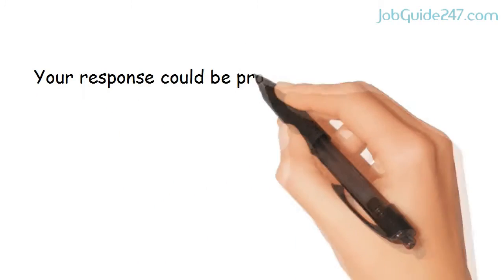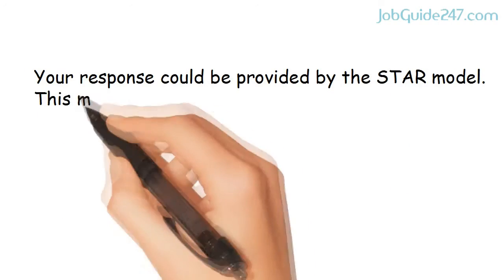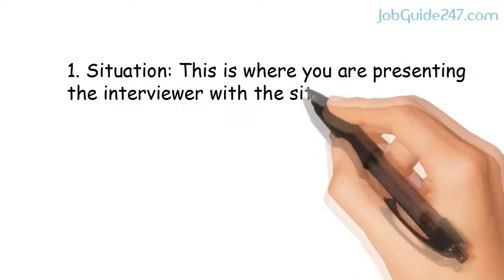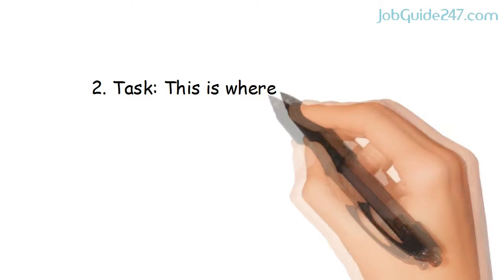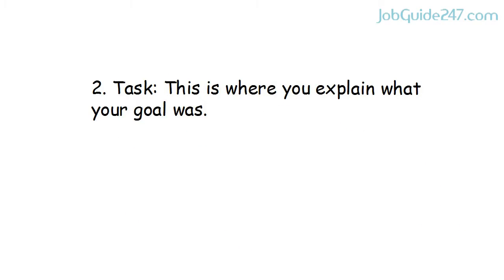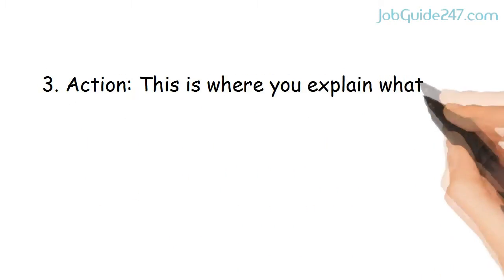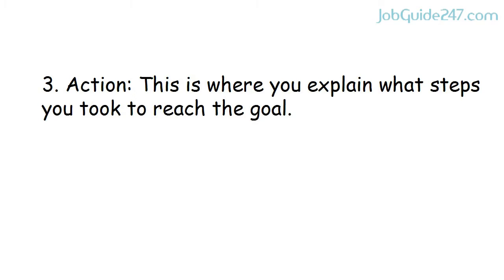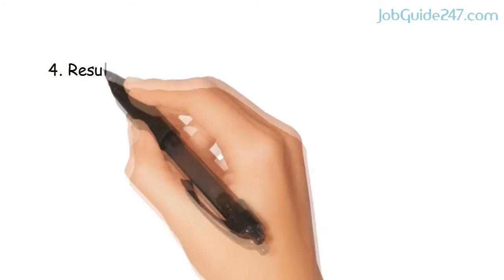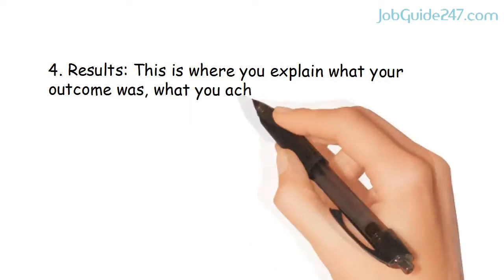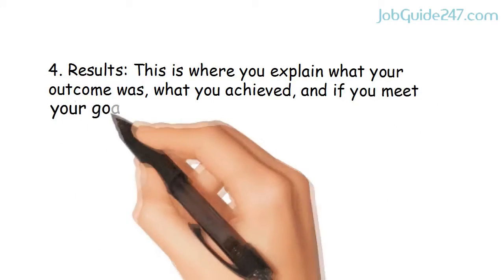Your response could be provided by the STAR model. This model includes 1. Situation. This is where you are presenting the interviewer with the situation. 2. Task. This is where you explain what your goal was. 3. Action. This is where you explain what steps you took to reach the goal. 4. Results. This is where you explain what your outcome was, what you achieved, and if you met your goal.